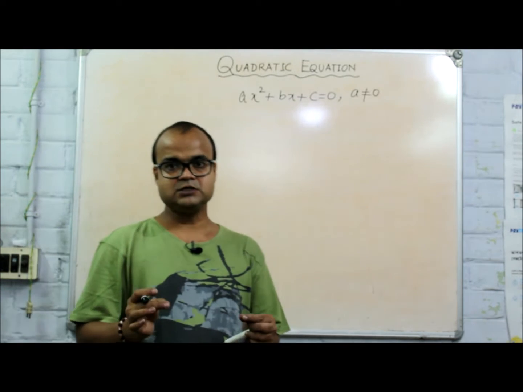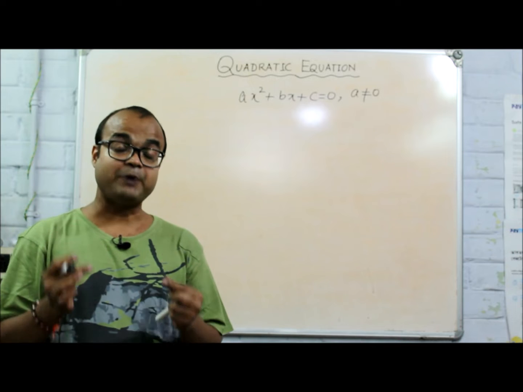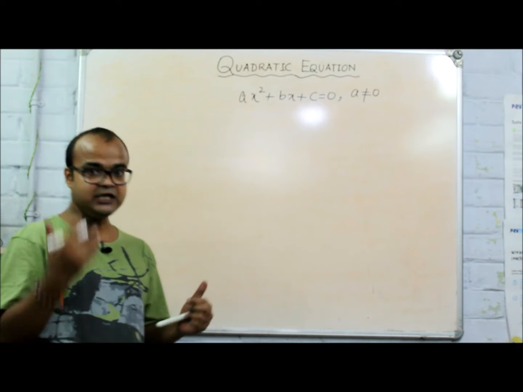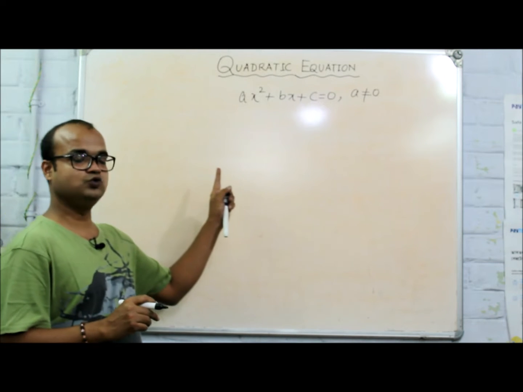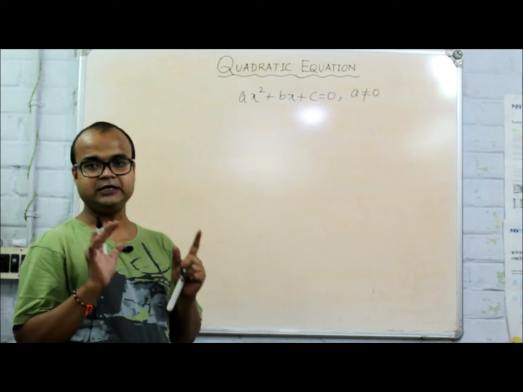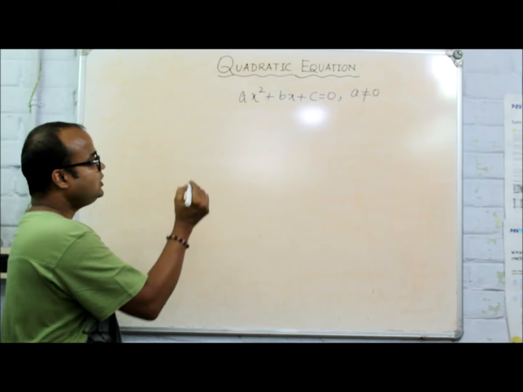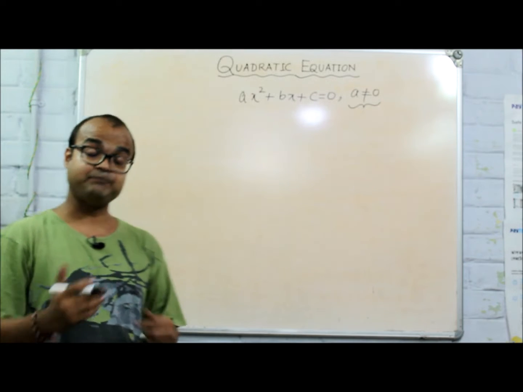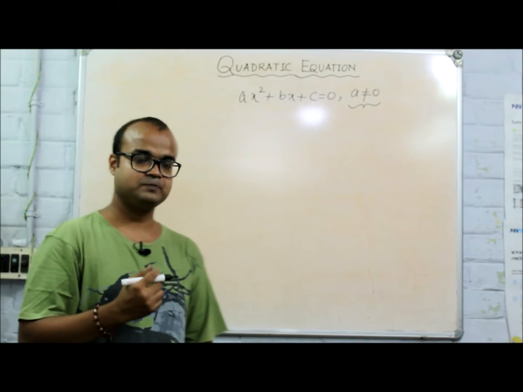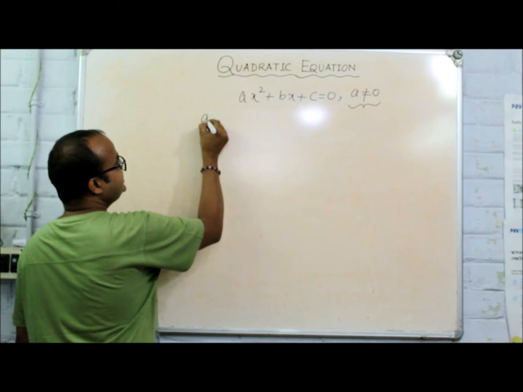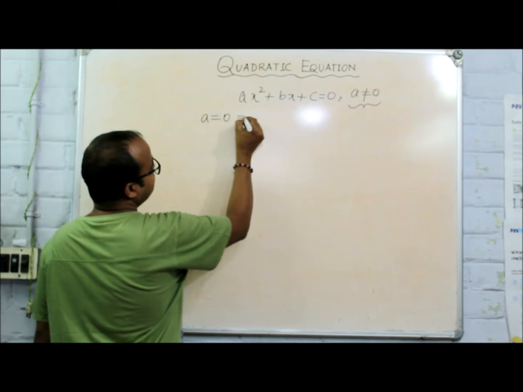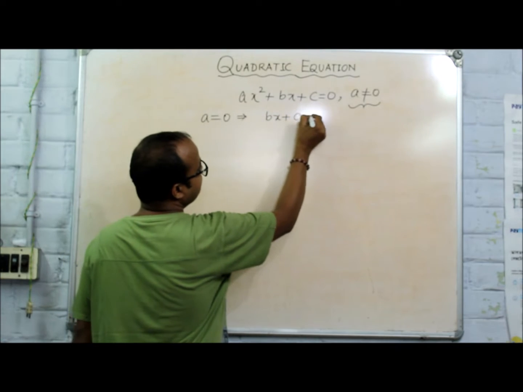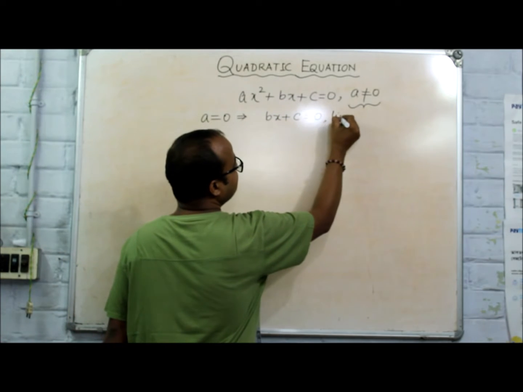Simply that means the highest power of the variable is 2. That means any equation of degree 2 is called a quadratic equation. Now why a not equal to 0? What will happen if a is equal to 0? So, if a is equal to 0, then this equation is reduced to bx plus c is equal to 0, which is a linear equation.